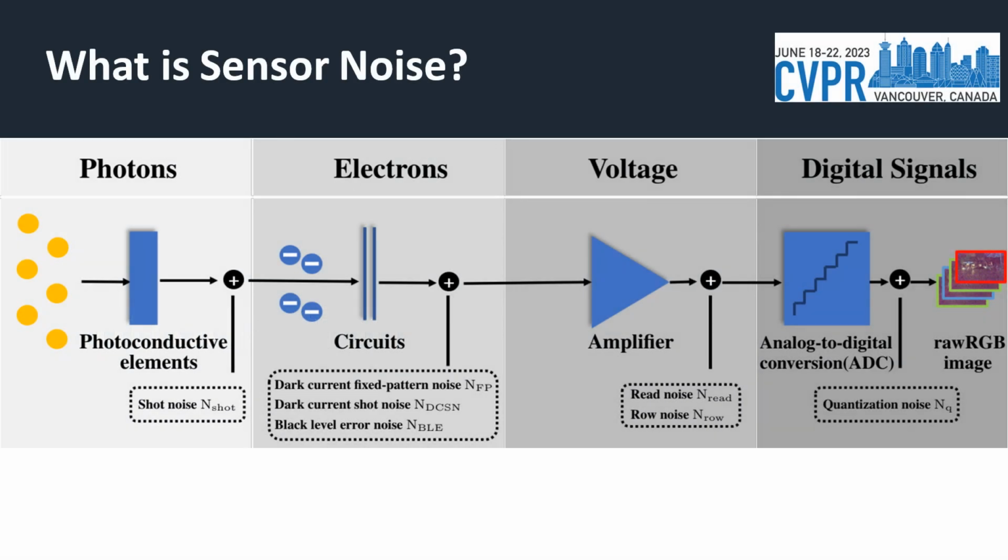Introduction. Modeling imaging sensor noise poses a fundamental challenge in image processing and computer vision applications. Illustrated in this figure, an imaging sensor pipeline encompasses diverse noise sources, with each stage being susceptible to distinct types of noise.